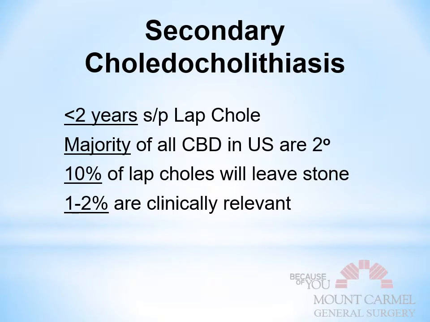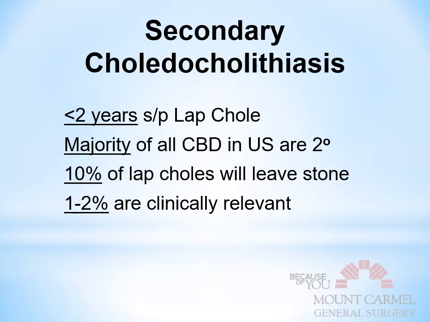Now, secondary stones occur less than 2 years from a lap chole. Anything that occurs less than 2 years, we call it a primary stone or secondary stone. The majority of all common bile duct stones in the U.S. are secondary stones. And actually, they suggest that 1 out of every 10 lap choles will leave a stone behind.